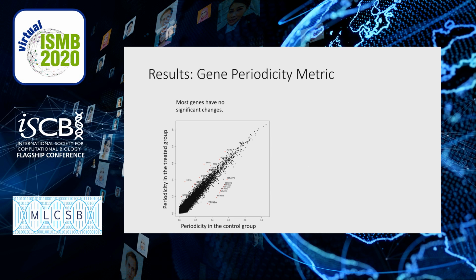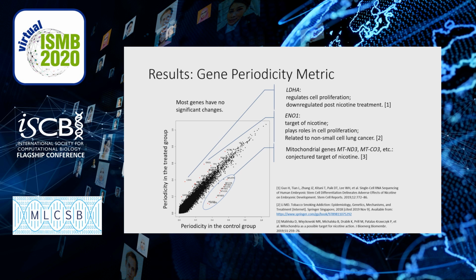In the figure, each point represents a gene. The x-axis is the periodicity in the control group, and the y-axis is that in the nicotine-treated group. It can be observed that the periodicities of most genes don't change a lot between the two groups. It verifies that this is a consistent metric. There are also a few conspicuous exceptions that are far from the diagonal.